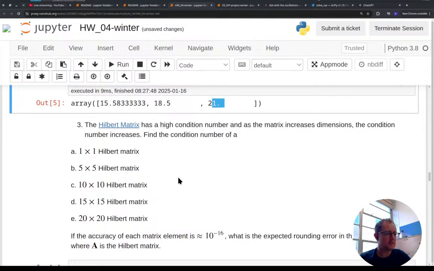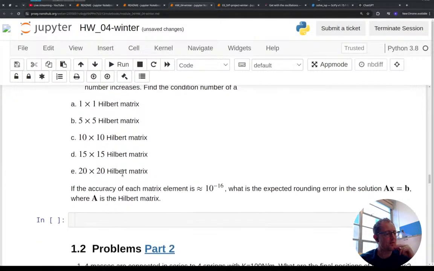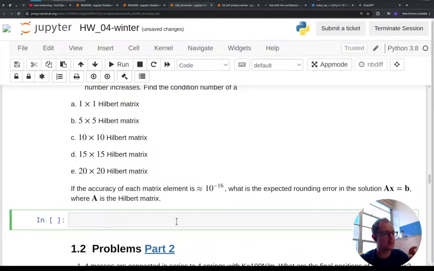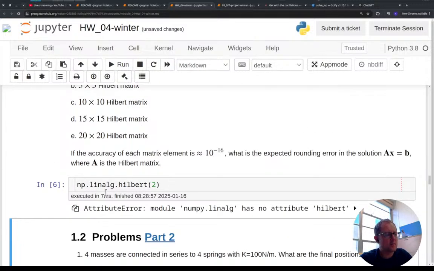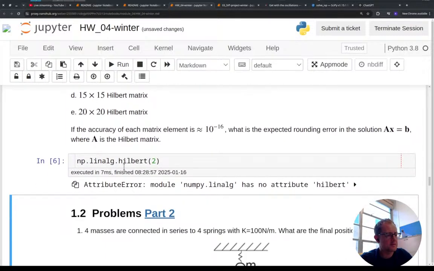This one I saw a lot of people did pretty well, looking at Hilbert matrix kind of work. The main thing that I noticed... Hilbert. I think there's a Hilbert. I thought there was a Hilbert.